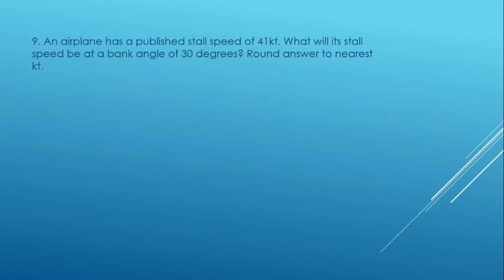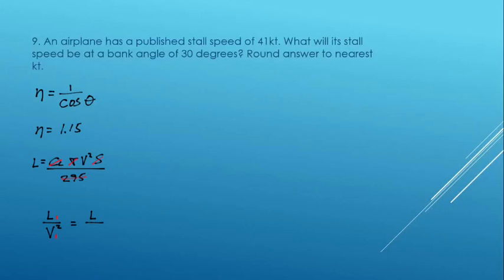This problem is similar to the previous problem, except that we have to determine what the load factor is at 30 degrees of bank before we can solve it. So we know that load factor is equal to 1 over the cosine of the bank angle. So the reciprocal of the cosine of 30 is equal to 1.15.